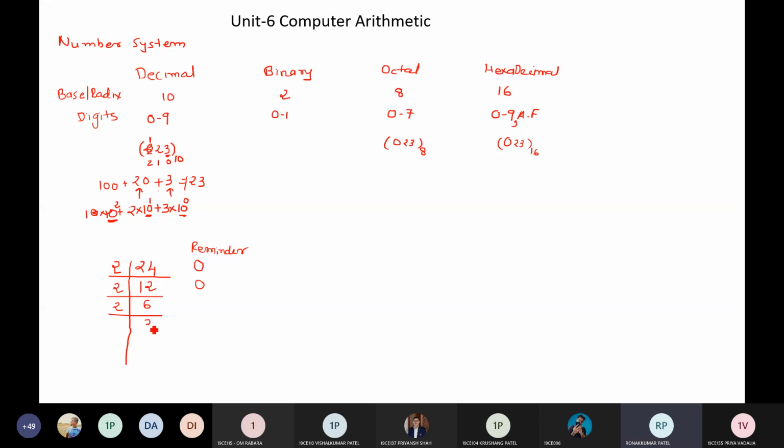Now 3 multiplied by 2, 6, remainder is 0. Again divide by 2. Here 2 multiplied by 1, that is 2. 3 minus 2, remainder is 1.